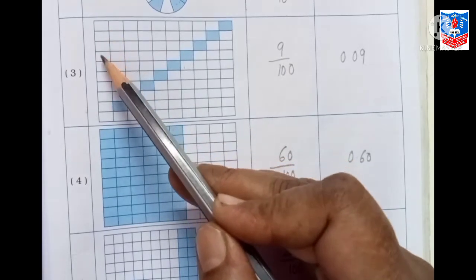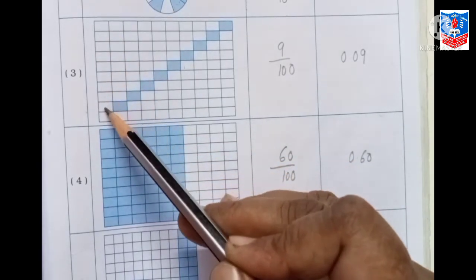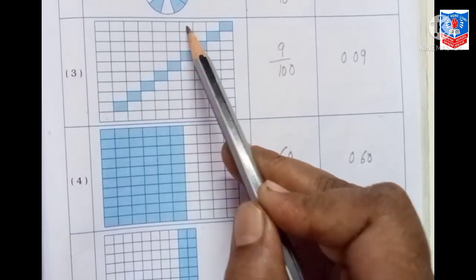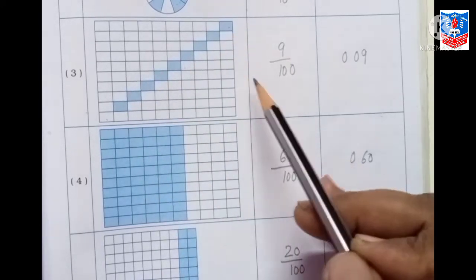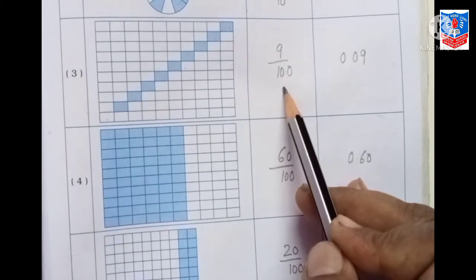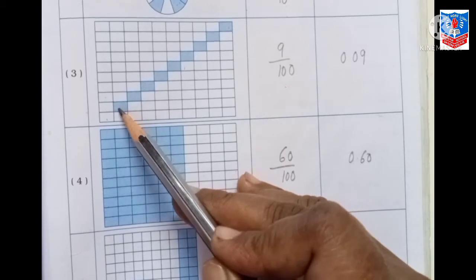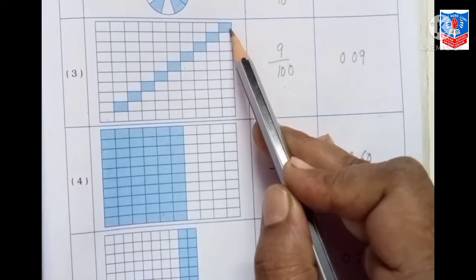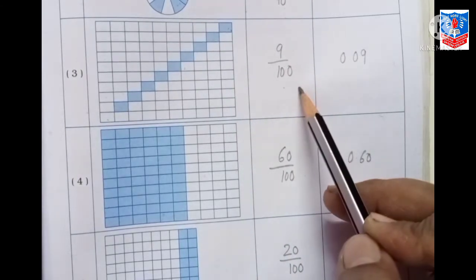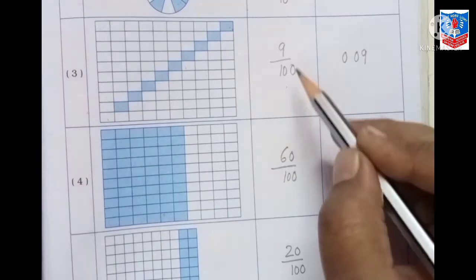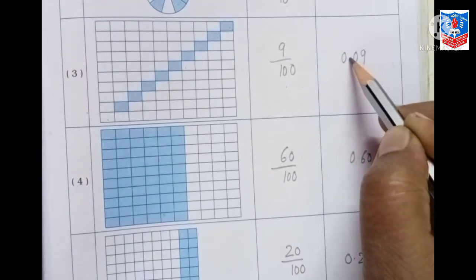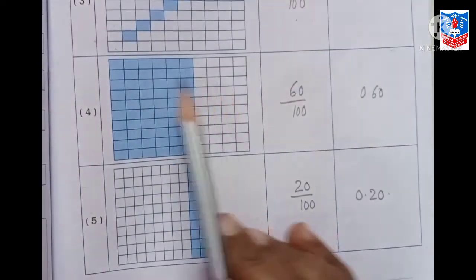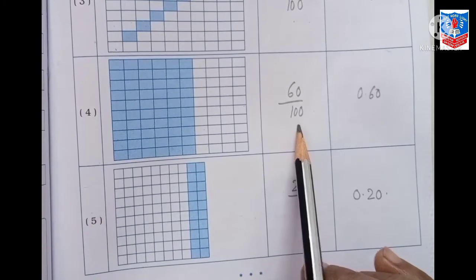Now the third figure is, now see, this is total 100. See 1, 2, 3, 4, 5, 6, 7, 8, 9 and 10. And 1, 2, 3, 4, 5, 6, 7, 8, 9 and 10. 10 tens are 100. So the total part is 100. And the colored part, see 1, 2, 3, 4, 5, 6, 7, 8, 9. So 9 by 100. So, when we convert 9 by 100 to decimal fraction, that is 0.09.